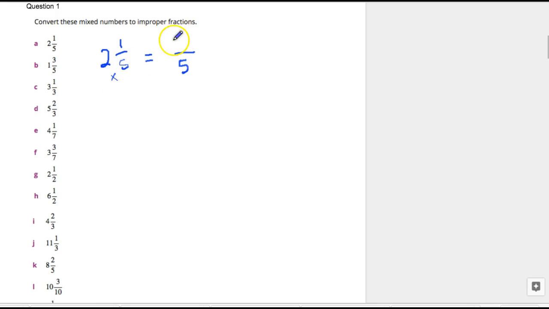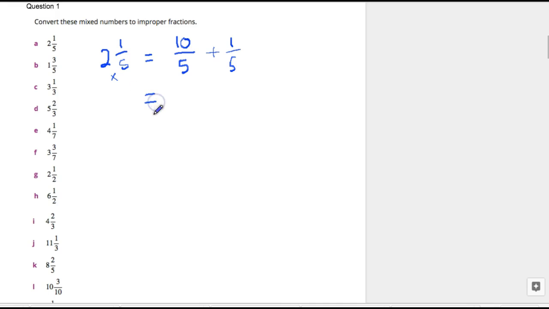2 times 5 is 10. Okay, so do you see what I did there? 2 times 5 is 10. And when you think about it, what is 10 divided by 5? It is 2. And we can't forget the 1/5 we've already got there. So we've got to add them together.